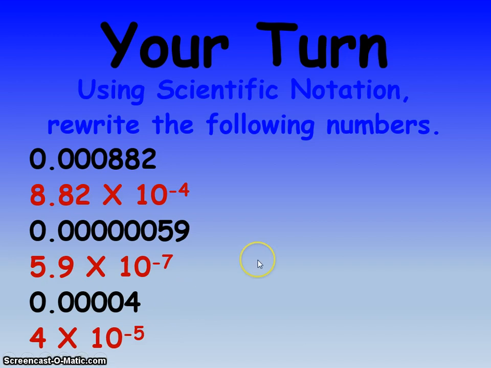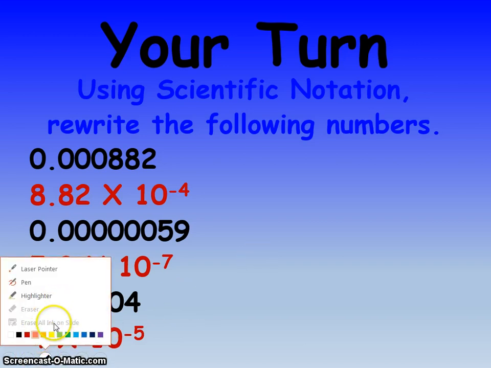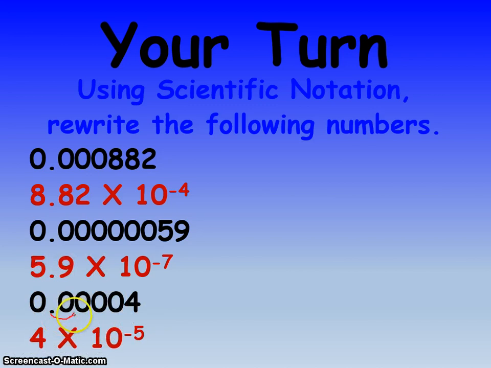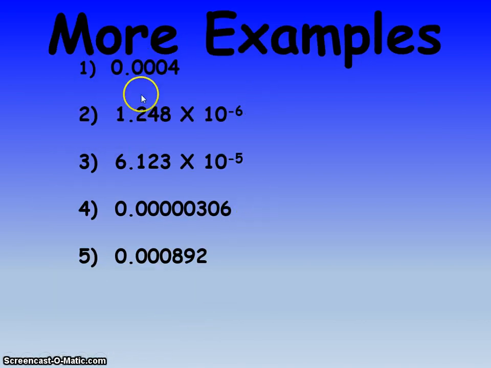All right. So again, we go through with the pen tool, and we're going to go 1, 2, 3, 4, 5. And that tells me what my exponent is. All right, so we'll do these examples here. Again, moving forward, 1, 2, 3, 4. 4 times 10 to the negative fourth.